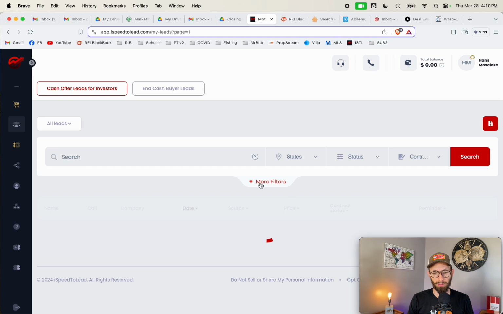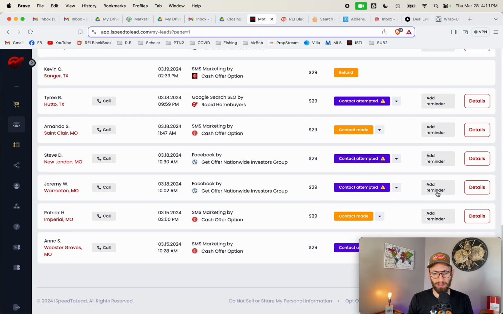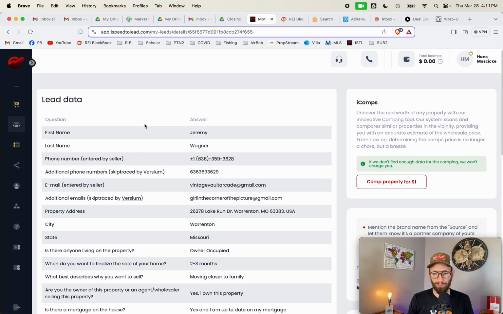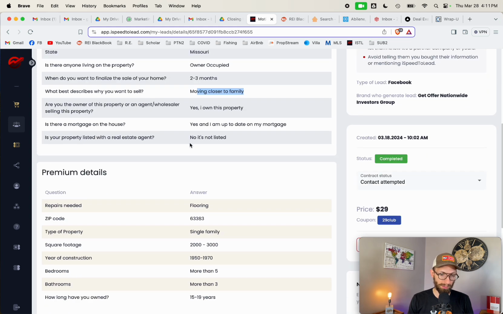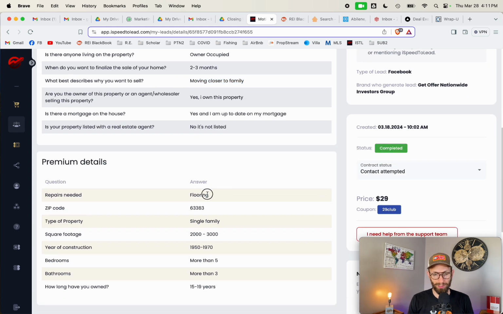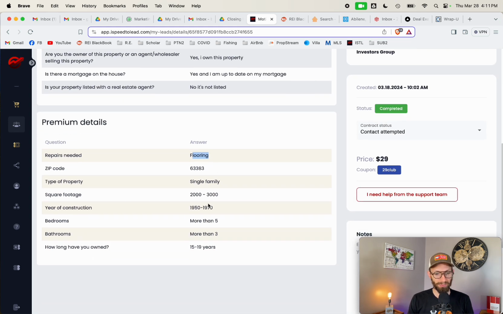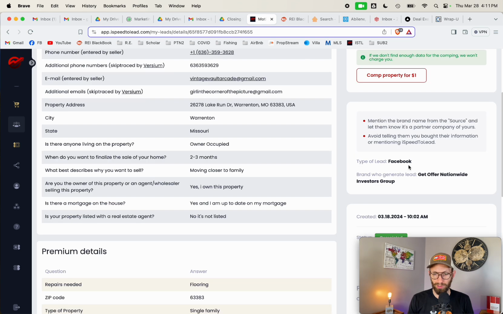When you end up buying some of these, you can see some of these that I've bought here, you click in to the details. And for example, here's the seller, and then a bunch more information. When do you want to finalize the sale of your house? It's owner occupied. The reason is they're moving closer to family, and then repairs needed. They just say flooring, square footage, all this kind of thing. How long they've owned it. This lead was generated off of Facebook from Get Offer Nationwide Investors Group.